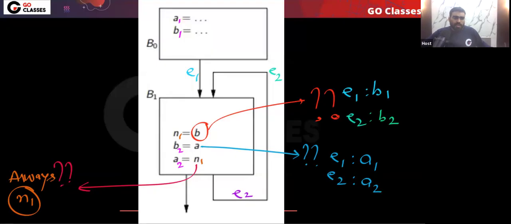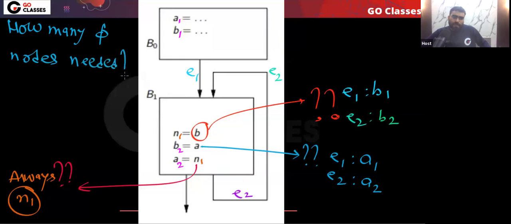So for how many variables will we create a phi node? This is my question. How many phi nodes do we need? The answer will be 2.